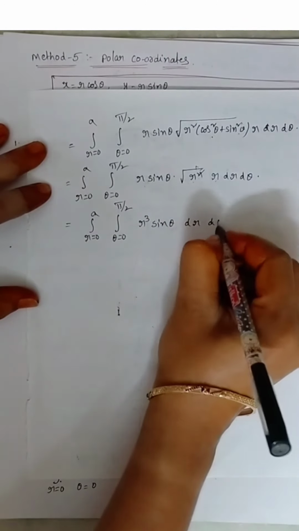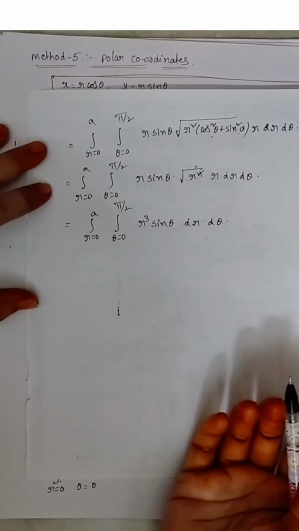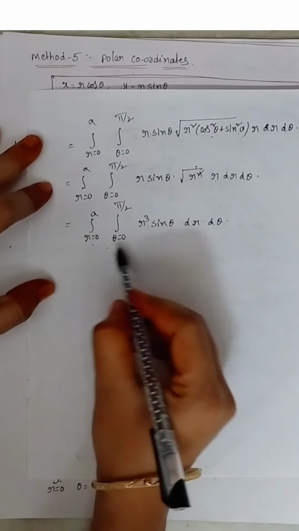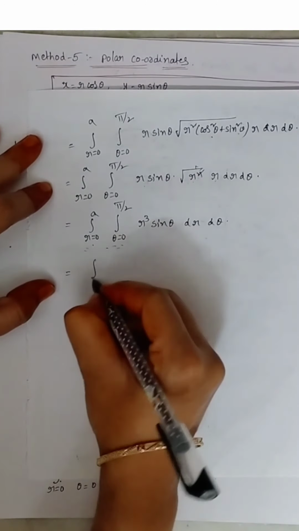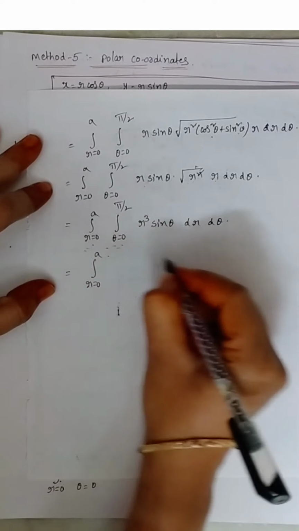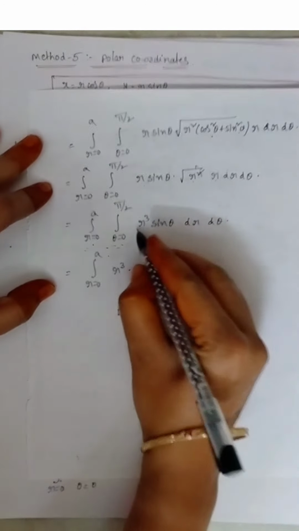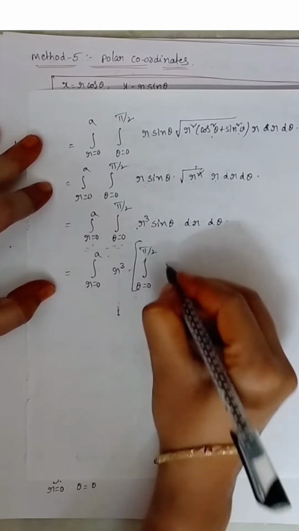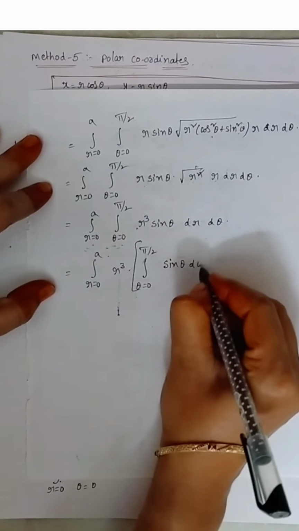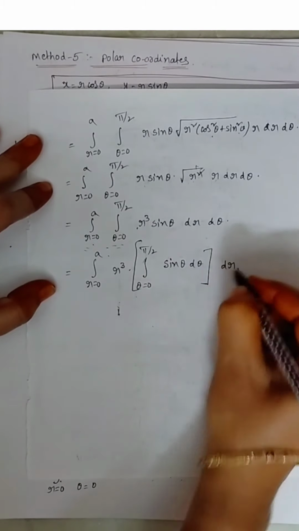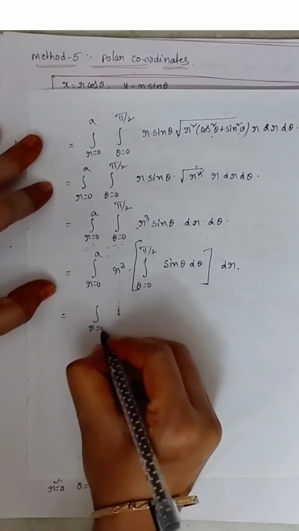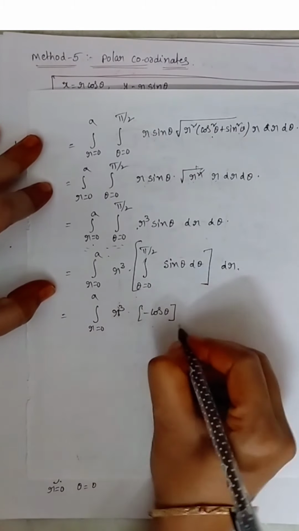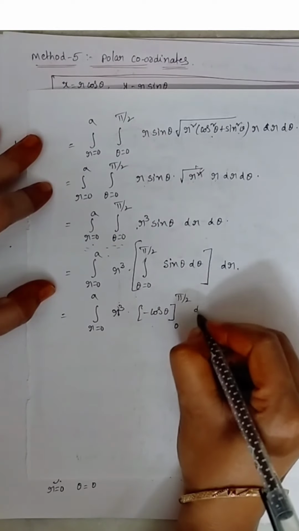You can integrate first with respect to r as well as first with respect to theta. Either one you can follow, because both the limits are constant limits. So now first I am going to integrate with respect to theta. So r cube is constant. Integral theta equals 0 to pi by 2 of sin theta d theta into dr. Integral of sin theta equals minus cos theta. R cube into minus cos theta, limits 0 to pi by 2, into dr.